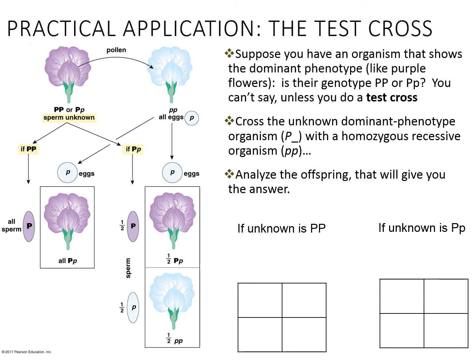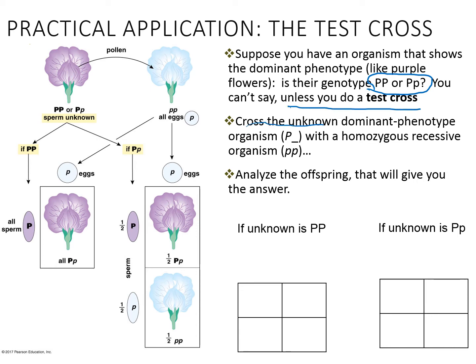Practical application, the test cross. So suppose you have an organism that shows the dominant phenotype, like purple flowers. Is their genotype big P, big P, or big P, little p? Each of these genotypes would produce a purple flower. So if you really want to know, you can't say. So you will have to do what's called a test cross.